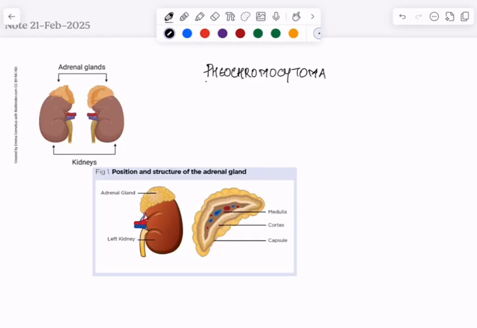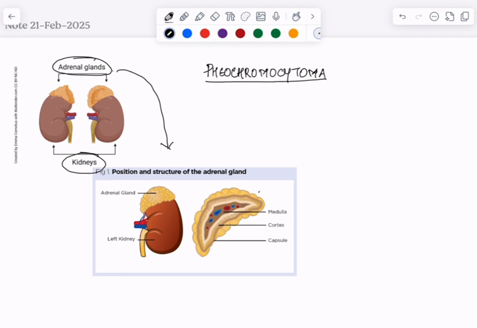Hello everyone. Today we are going to discuss the topic Pheochromocytoma. Before that, we have to discuss what is kidney and what is adrenal gland. So here we can see the dissection of adrenal gland.